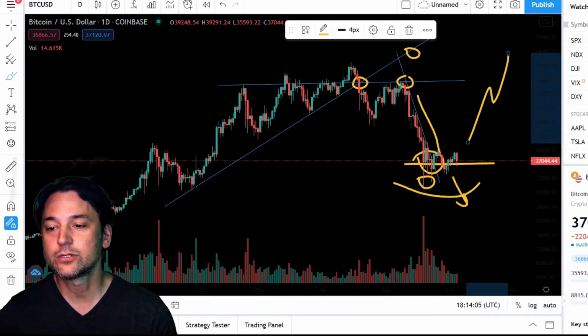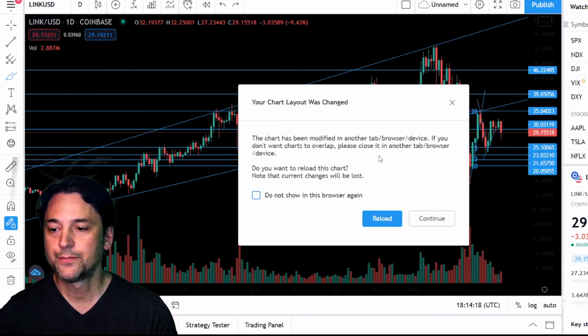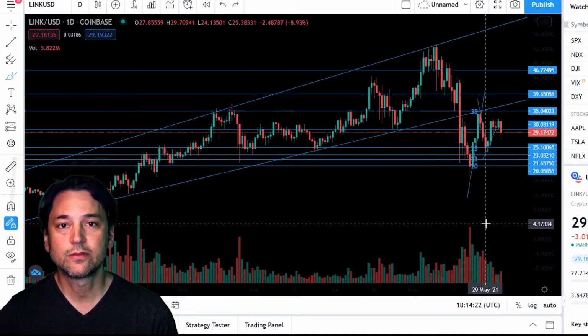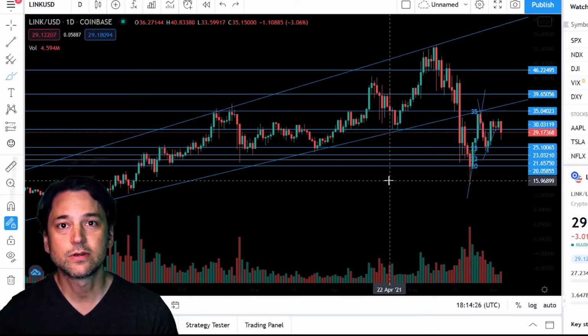All right, another chart I want to look at real quickly. For these segments, I'll likely be looking at a couple different charts each time. This is a chart for Chainlink. It's one of my favorites. It's one that I follow pretty closely, and there are some interesting things going on here that I'd like to show you.